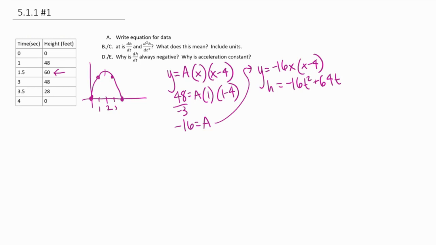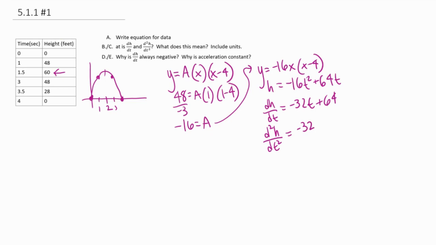All right, so let's find the derivative with respect to time. So dh/dt, just use the power rule. That's going to be negative 32t plus 64. And the second derivative, d squared h over dt squared, is equal to negative 32.